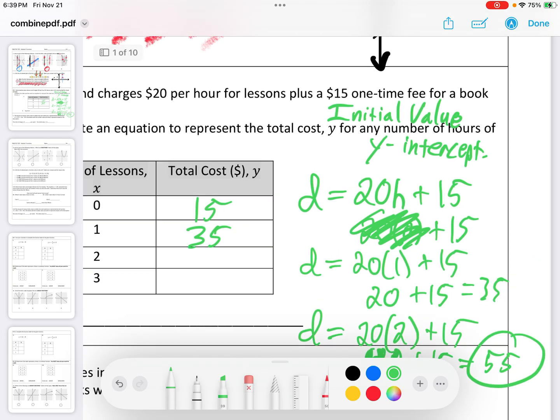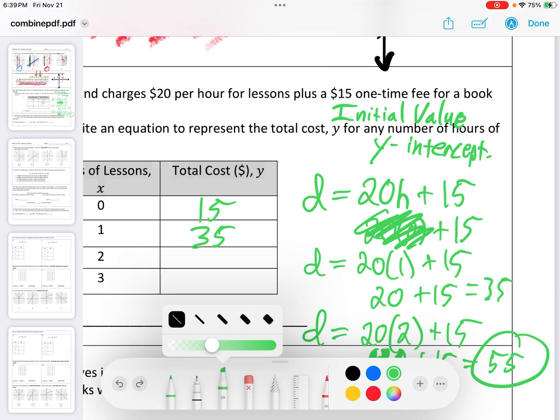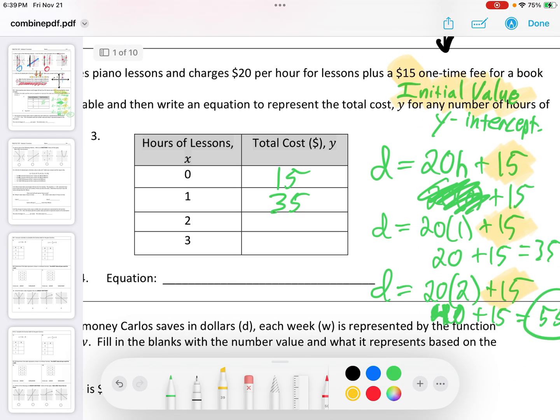Now think about that. If you weren't sure why this $15 made sense at the end of the equation, because that's not very intuitive, it's really a good idea to think about it. Why did I call this the initial value? Well, you can see how it actually works in real life. The initial value is because they started having to pay that all the time.